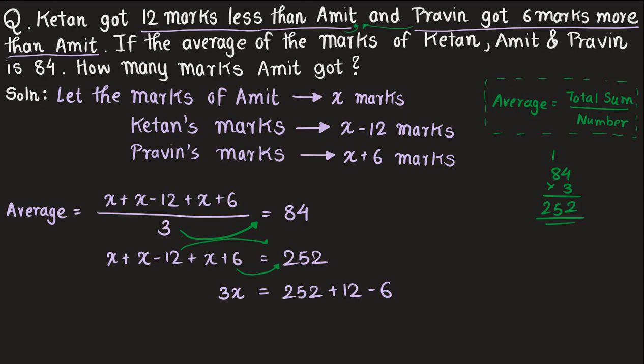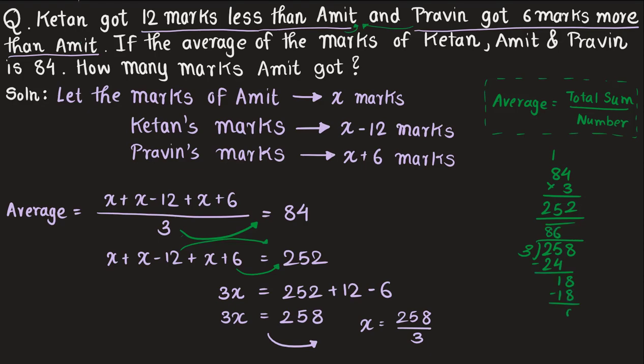So here we could first subtract or add, anything we could do. First we will subtract, that is 12 minus 6 would give us 6. So 3x would directly give us 252 plus 6. So 252 plus 6 would give us 258. So x is equal to 258 divided by 3. So now we have our division. So we will do our division here. 258 divided by 3, so this will be 8, minus 24, 18, and 6, minus 18, 0.